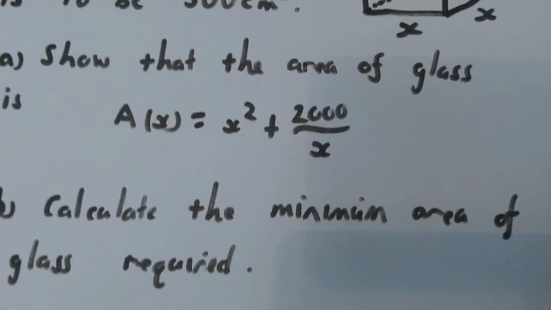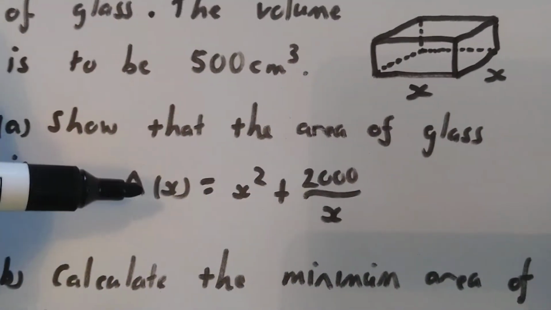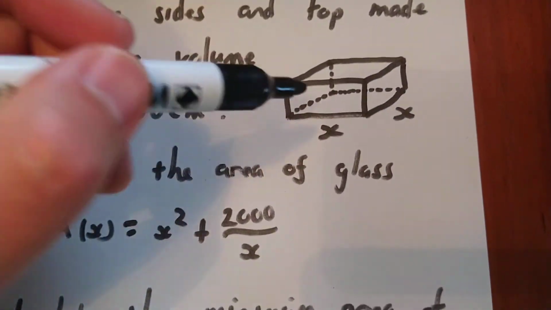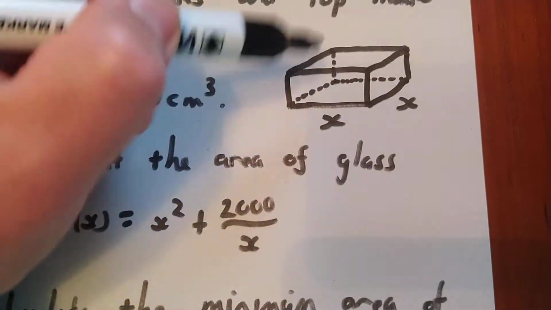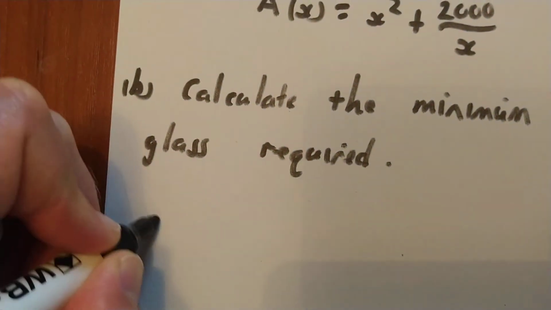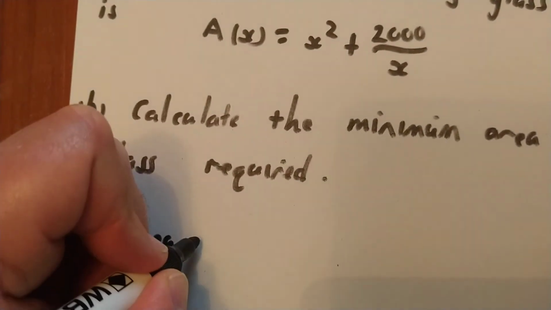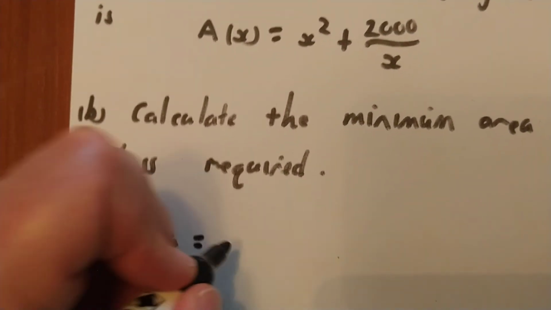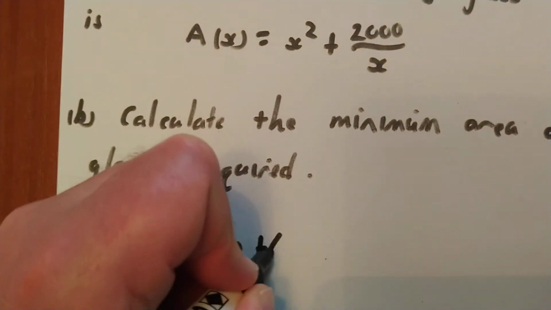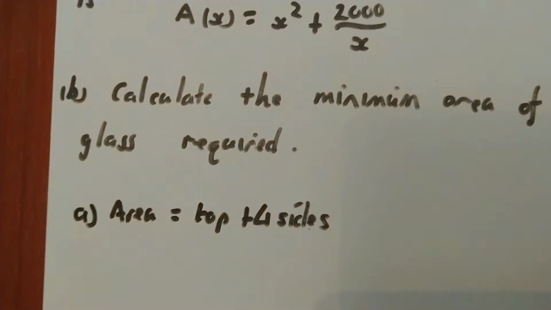So, I will start with what they're asking me. Again, they're asking me in this question for area. And just in words, what's the area here? Well, it's a square top and 4 rectangles down the side. I'm just going to write for my answer to A, my area is equal to top plus 4 sides. Just keeping it simple.